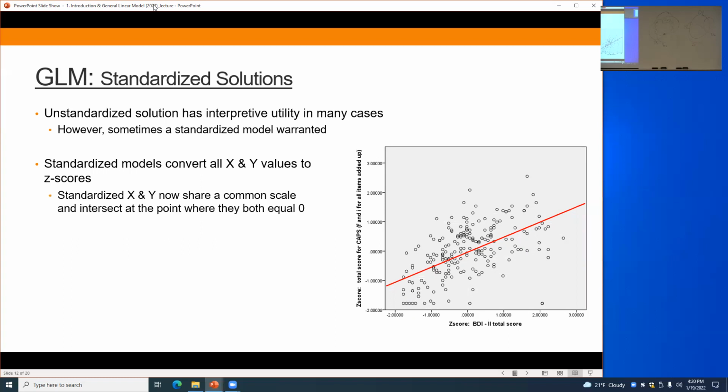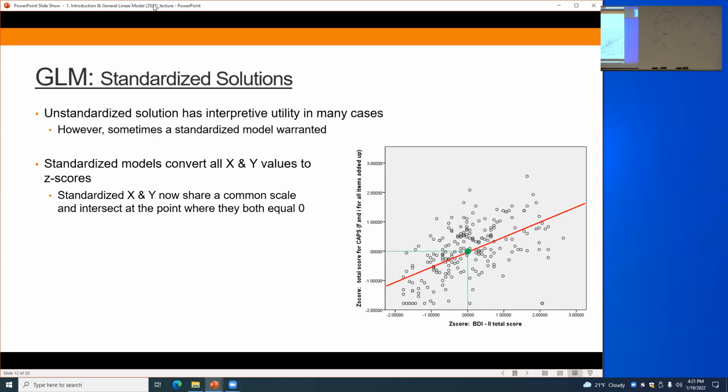And so now in my standardized model, X and Y have a common scale, okay? And my regression line is going to intersect at the point where both of those scores equal 0. If X and Y are both Z scores and my regression line intersects when X and Y are 0, what does it mean for X and Y to be 0? Is that the middle center, the average? What do we call the average, or the center of a normal distribution? The mean. Yeah, the mean, right?